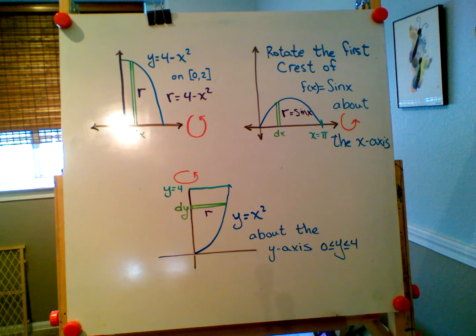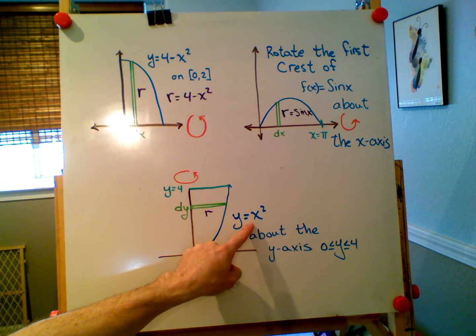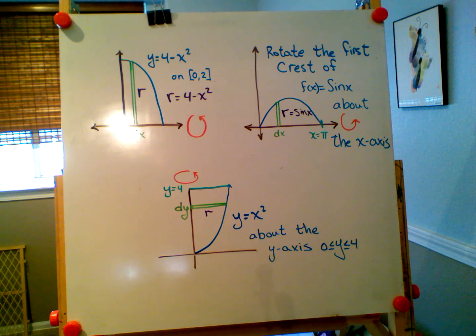Now, the radius for y values there is going to be a little bit different because now you see it's the distance from the y-axis over to the function itself. How do we get the width of that? Notice our function actually shows us how to get the height. The y value is the height. The width is the x value.